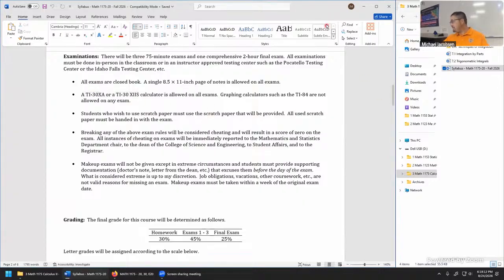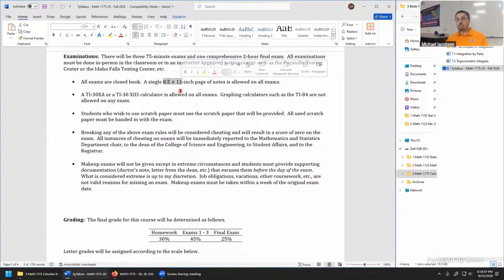Oh, looks like I missed a chat. Miranda says, is the one 8.5 by 11 page of notes for the test, including both front and back, or just the front? It'll include both the front and the back. And just to add a little bit further, that's going to be your standard letter size. So if you have, say, notebook paper, just know your paper might be a little bit smaller. So yeah, it's going to be both front and back.